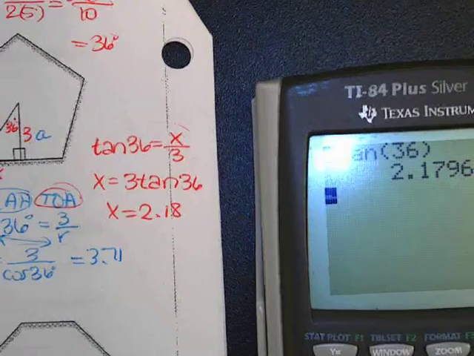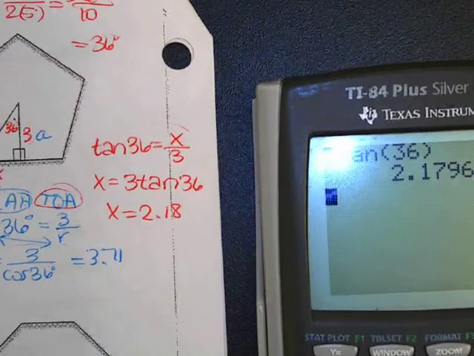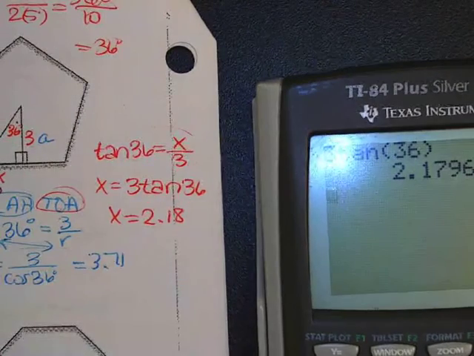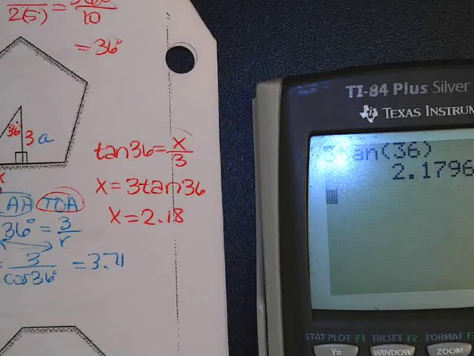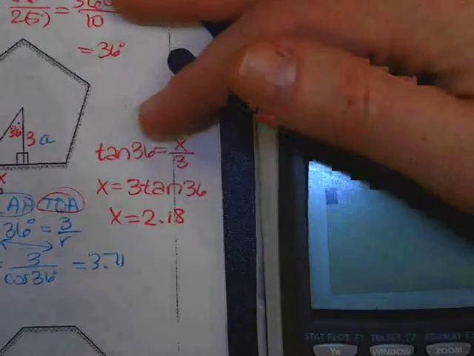2.18. So I'm going to say that the apothem is, hello, dyslexic moment. Where did my whiteout go? My apothem comes out to be 2.18, not 2.81. Sorry, y'all.